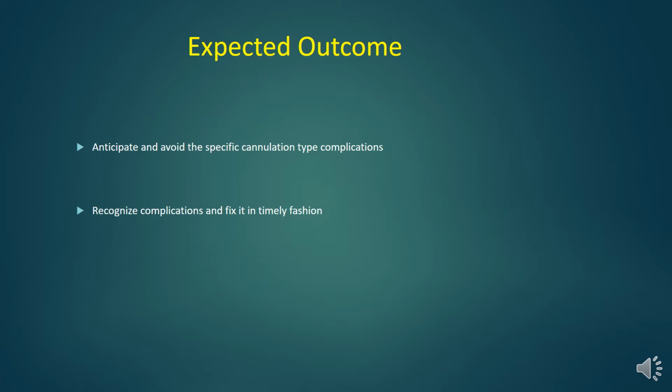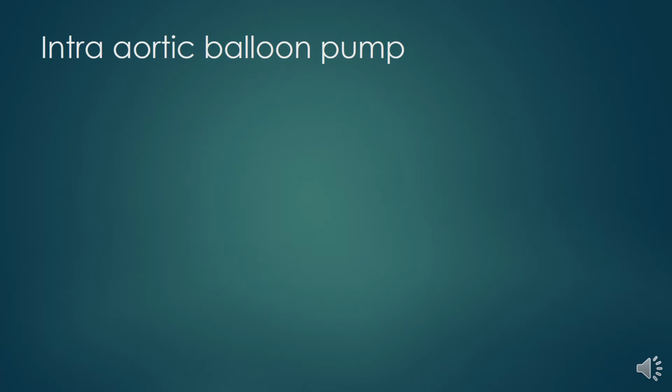So the outcome is to anticipate and avoid the complications, and if they happen, then fix them in a timely fashion. The intra-aortic balloon pump is the most commonly used circulatory assist device in cardiogenic shock.